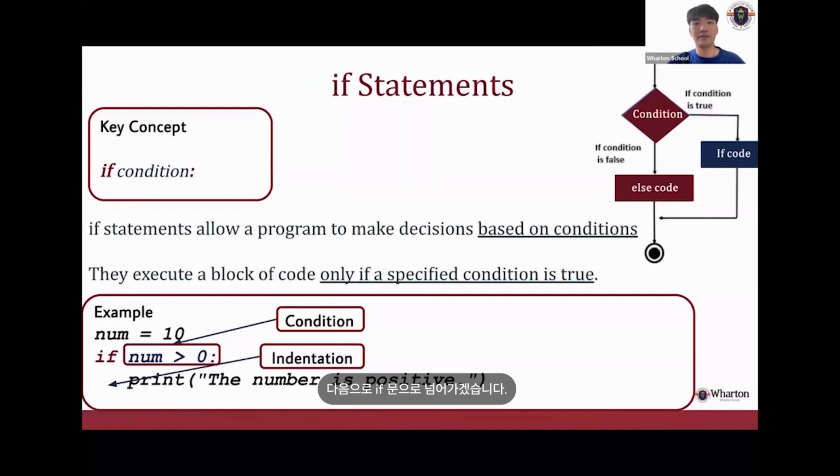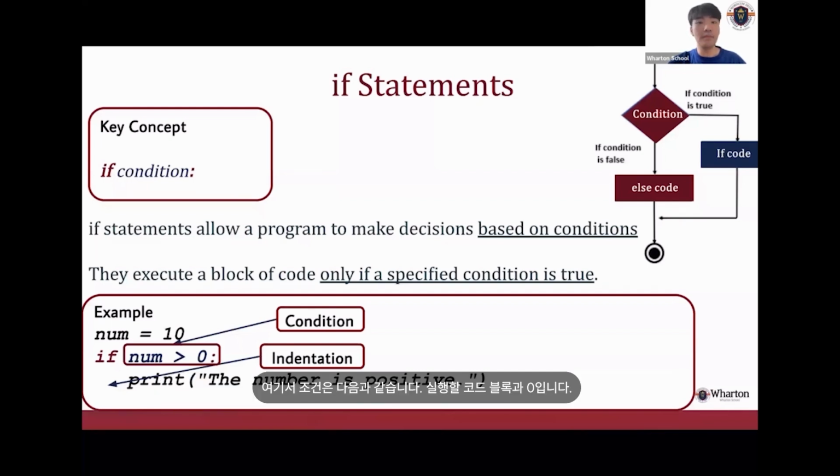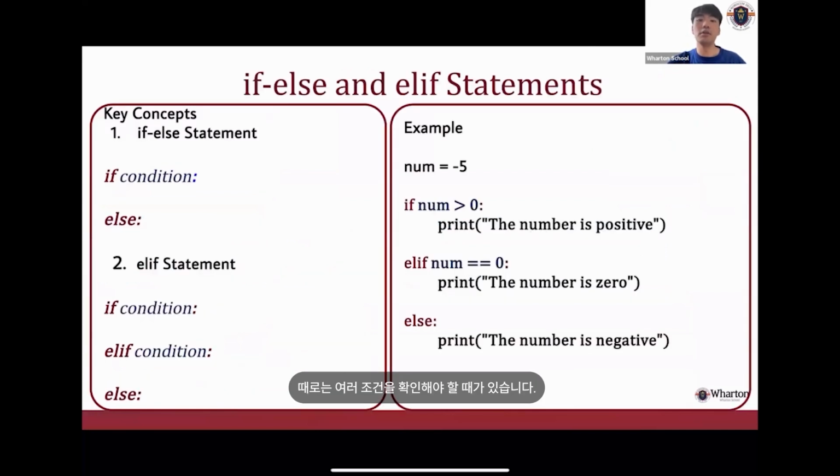Next, let's move on to if statements. If statements allow a program to make decisions based on conditions. They execute a block of code only if a certain condition is true. Here's a simple example. If the variable num is greater than 0, the program will print the number is positive. Here, the condition is num greater than 0, and the block of code to execute if this condition is true must be indented.